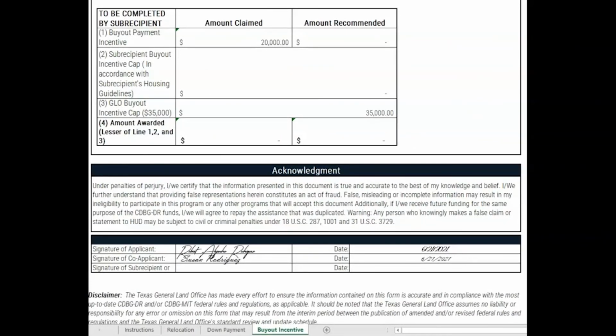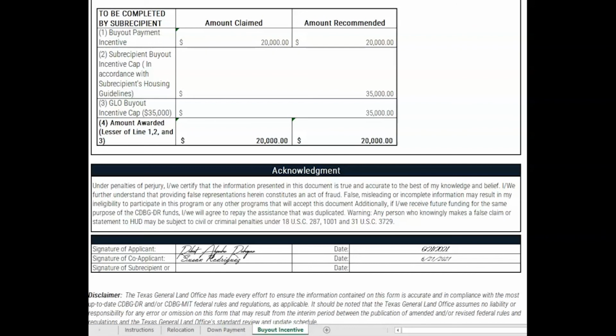Based on the applicant's justification, the subrecipient should input the amount recommended for buyout incentive. Then the subrecipient should input the subrecipient buyout cap according to their program guidelines. The form will automatically calculate, in number 4, the amount to award to the applicant for buyout incentives based off the amount recommended not to exceed the program caps. For our example, the amount recommended was less than the program caps, therefore the amount awarded should be $20,000.